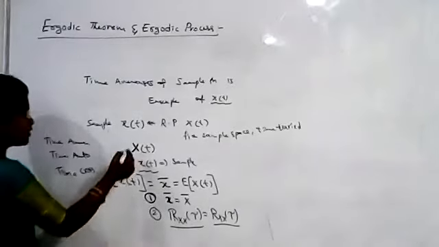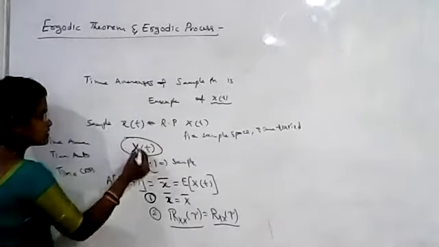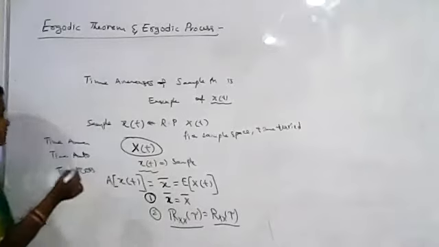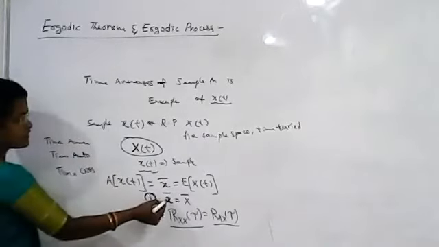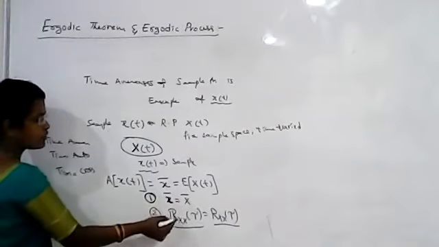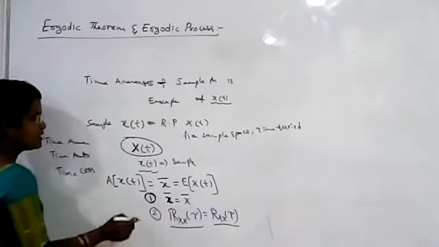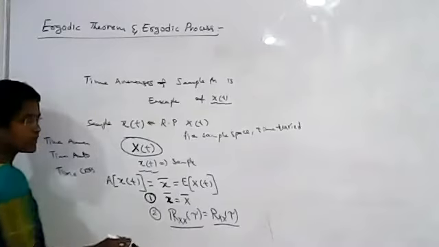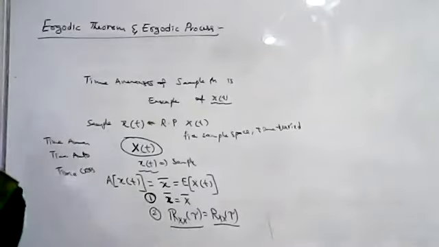Here we are discussing only one random process. Since we are discussing one random process, we only have to discuss the time autocorrelation function. That's all. We are not discussing time cross correlation because time cross correlation requires two random processes. So here we discuss only one random process.